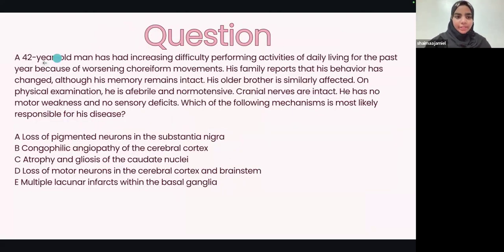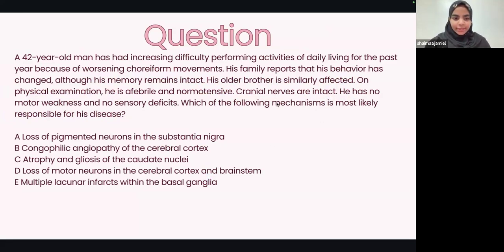Okay, next question. A 42-year-old man has had increasing difficulty performing activities of daily living for the past year because of worsening choreiform movements. His family reports that his behavior has changed. Although his memory remains intact, his older brother is similarly affected. On physical examination, he is afebrile, normotensive, cranial nerves are intact, he has no motor weakness, no sensory deficits. Which of the following mechanisms is most likely responsible for his disease?